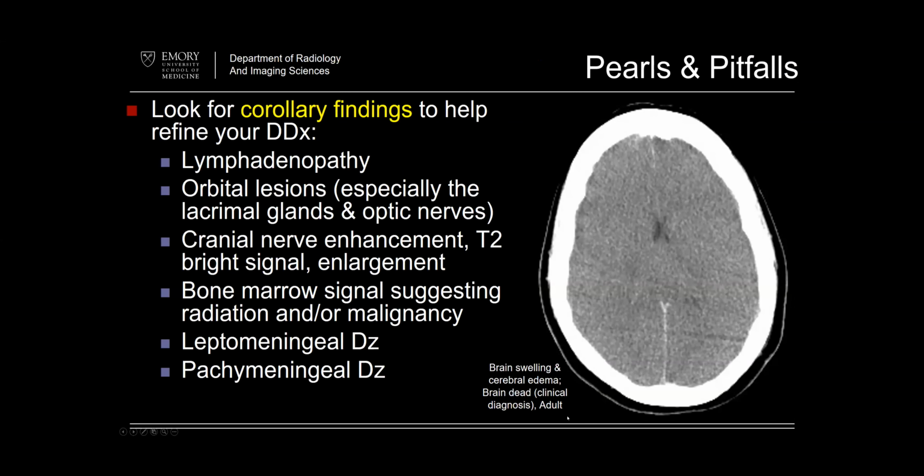Look for corollary findings to help your differential diagnosis. Look for obscuration, in this case, obscuration of the gray-white differentiation. So this patient's brain is swollen, clearly. Sulci and cisterns are effaced, but also there's obscuration of gray-white.